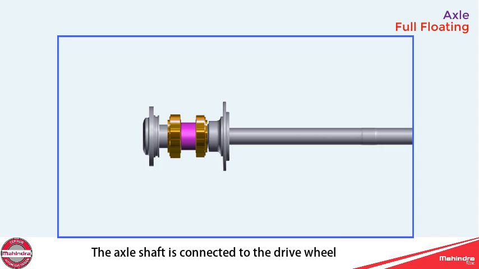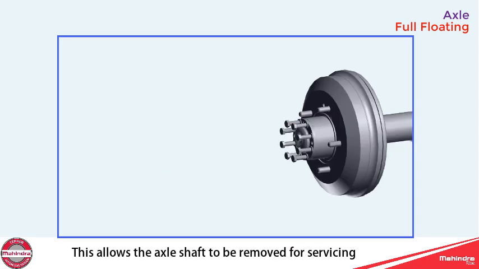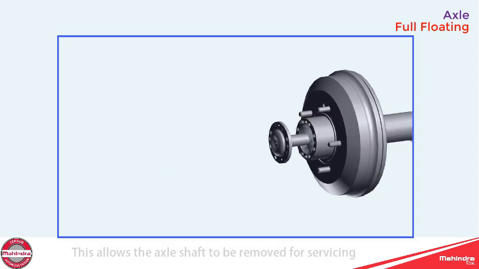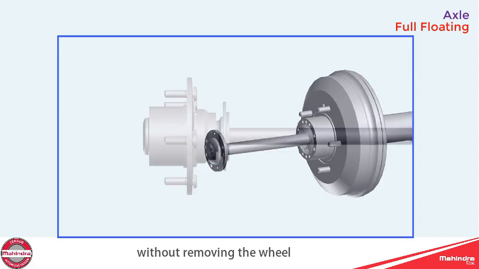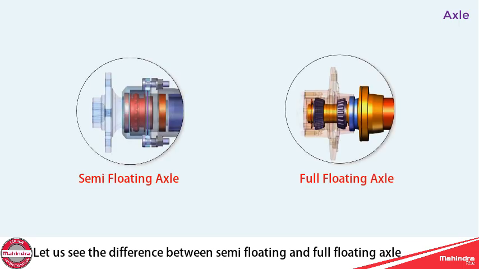The axle shaft is connected to the drive wheel through the bolted flange. This allows the axle shaft to be removed for servicing without removing the wheel. This type of axle is very strong and therefore it is used for heavy-duty vehicles. Let us see the difference between semi-floating and full-floating axle.